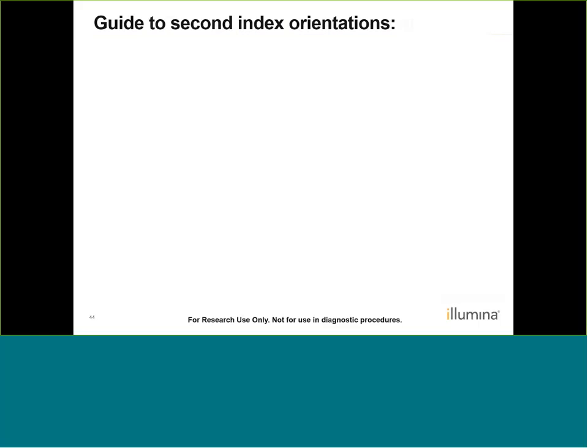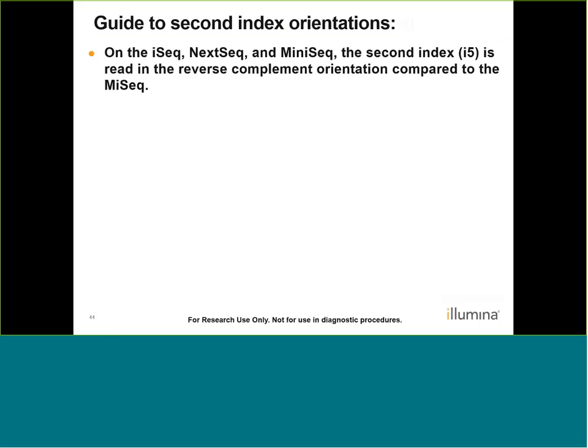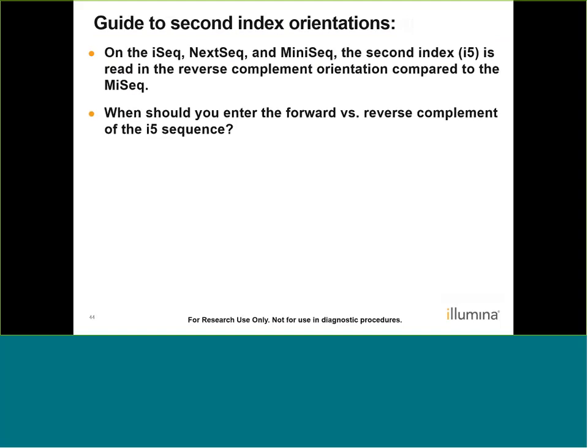Now, I've touched on this a couple times, but I want to provide you a very detailed explanation of your second index orientations because this is the most common problem we have when people start using Local Run Manager. So on the iSeq, the NextSeq, and the MiniSeq, due to chemistry differences, the second index or I5 index is read in the reverse complement orientation compared to the MiSeq. So when should you actually enter in that reverse complement orientation for your I5 sequence versus the forward orientation, which is how it's actually read on the instrument?